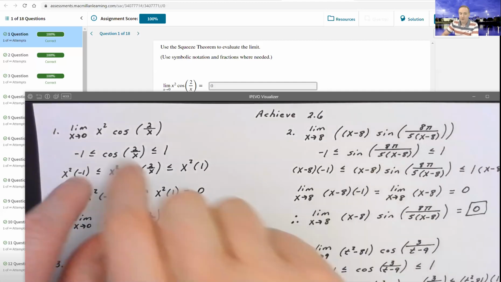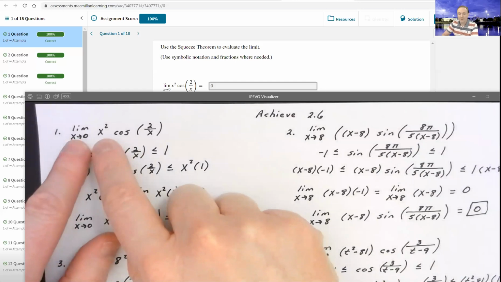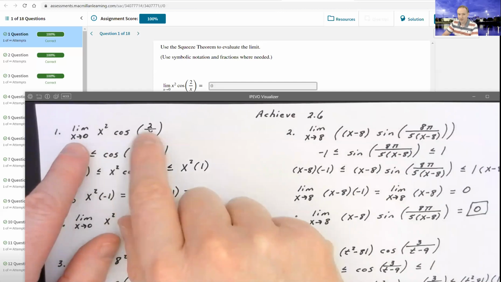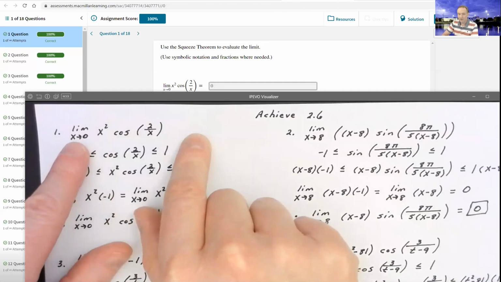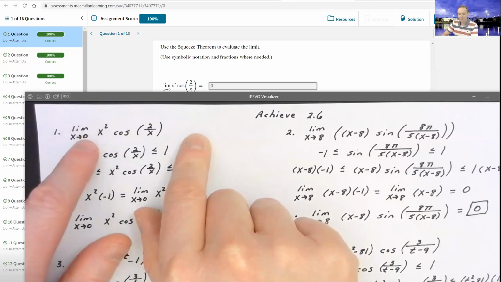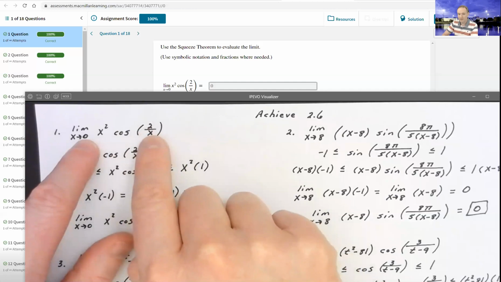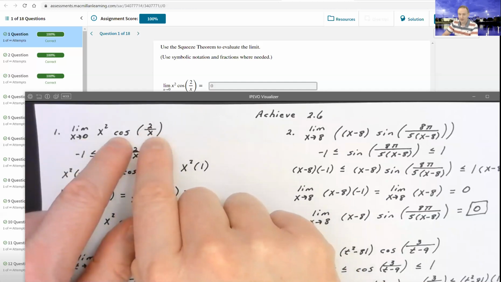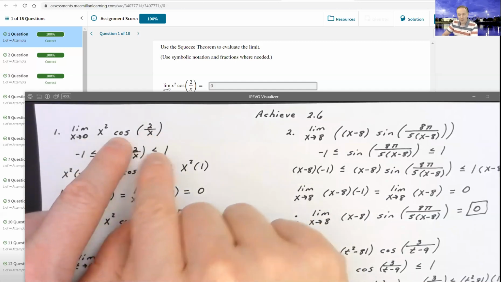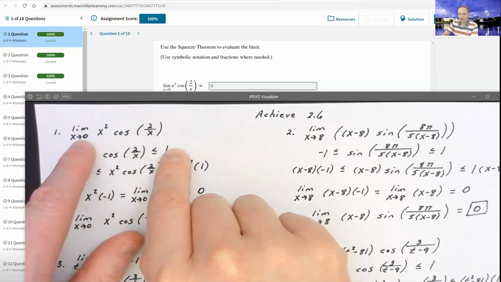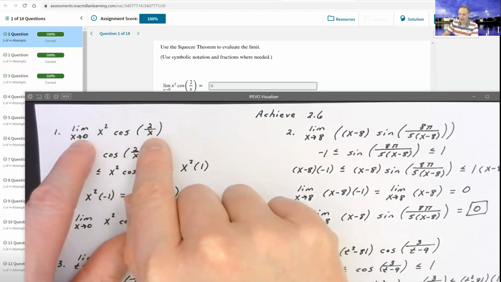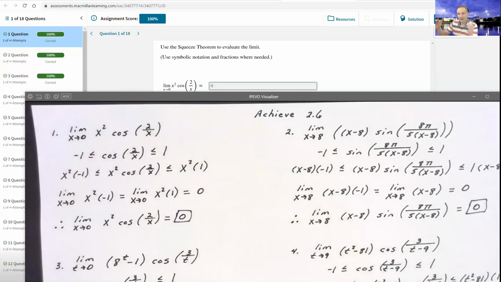If I ask you to prove that the limit as x approaches 0 of x squared times the cosine of 2 over x is equal to 0, the logic you would use is, well, I can't just plug a 0 into the expression because it would be the cosine of an undefined angle. But what we know is that the limit could care less if it's undefined at the value. It only cares about what happens as we near that value.